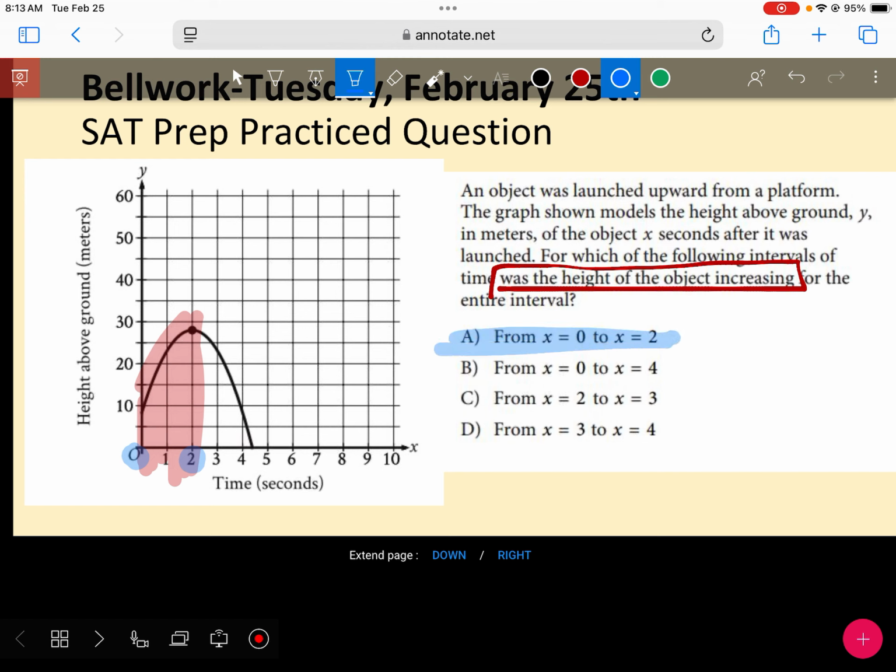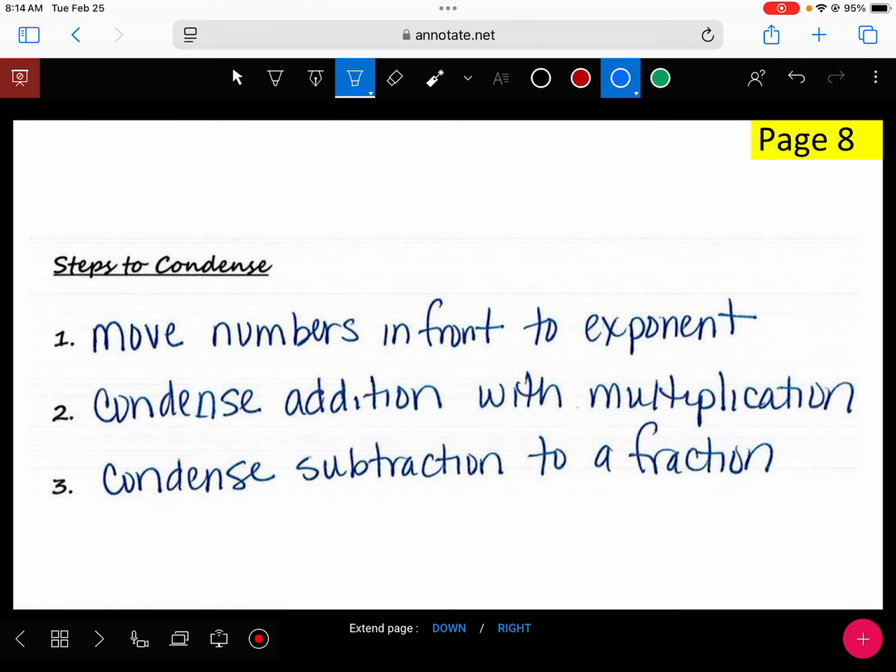At the very top, it says steps to condense. So yesterday we talked about the steps to expand. Today we're going to review the steps to condense. So go ahead and copy down these 3 steps quickly, and then we will practice at the top of page 8 in your pink packet.